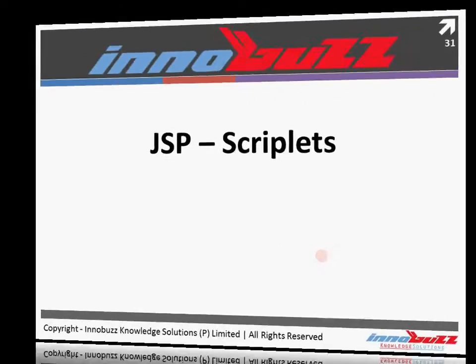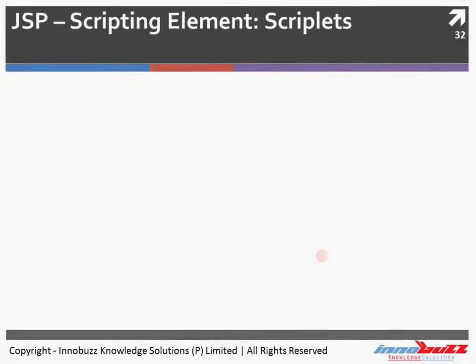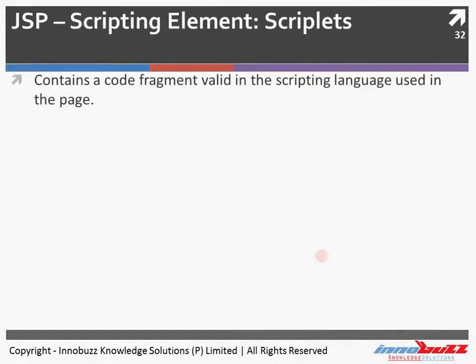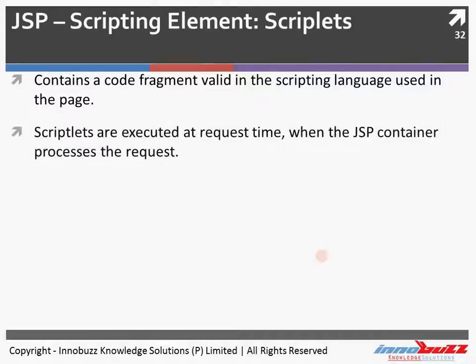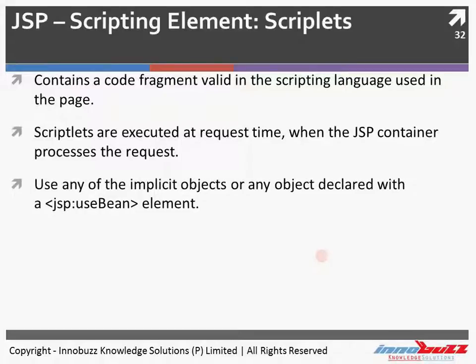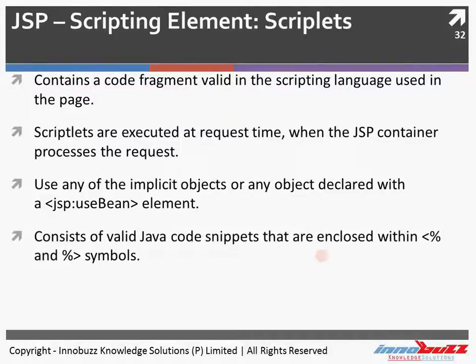JSP scriptlets. So scriptlet is also one of the scripting elements. It contains a code fragment valid in the scripting language used in the page. The scriptlets are executed at request time when the JSP container processes the request. Use any of the implicit objects or any object declared with a JSP useBean element. It consists of valid Java code snippets that are enclosed within these scriptlet symbols.